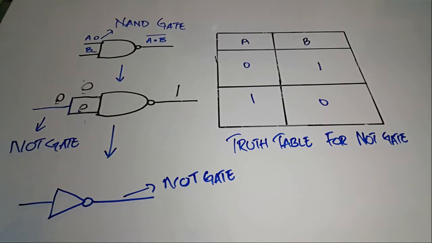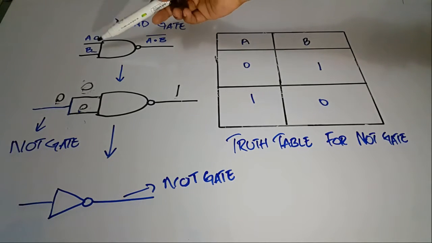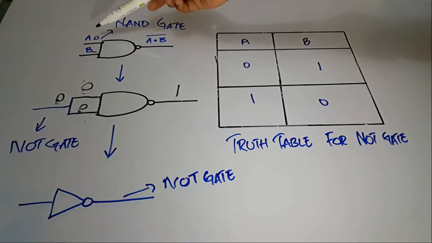Because we all know that a NOT gate has one input and one output. However, other gates have two inputs and one output. In the case of the NAND gate, for example, input A is 0, so input B can be 1, and vice versa. Both of them can be 0, or both of them can be 1, because there are two inputs.